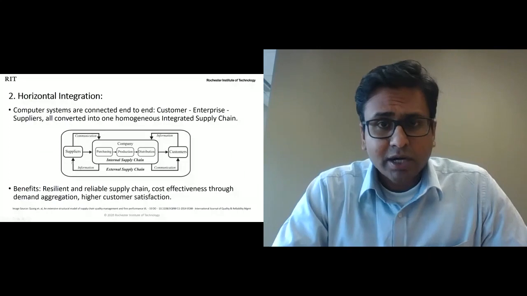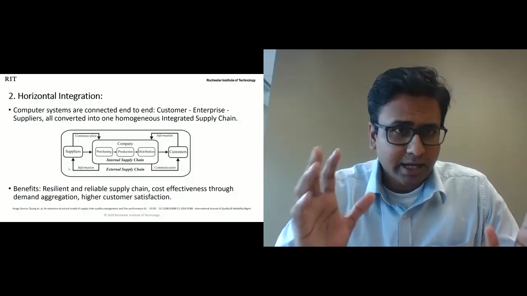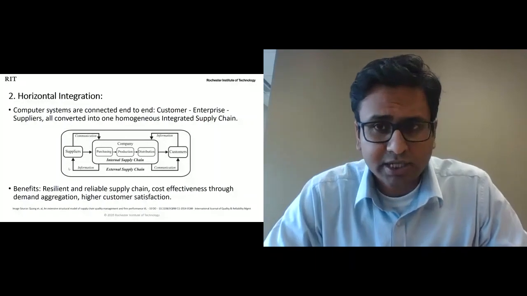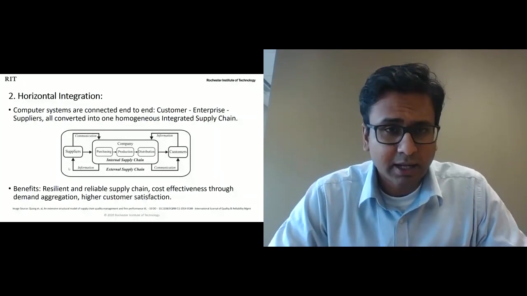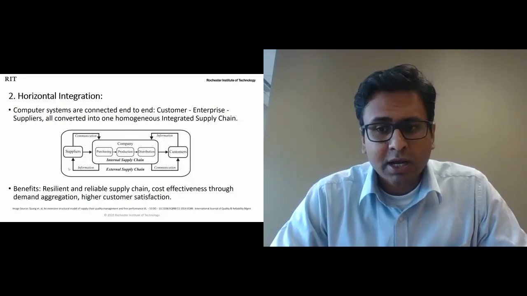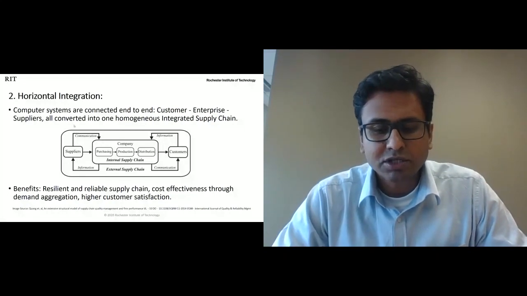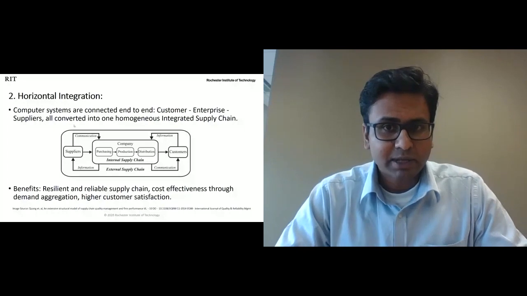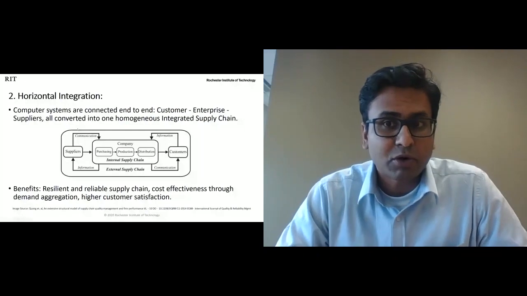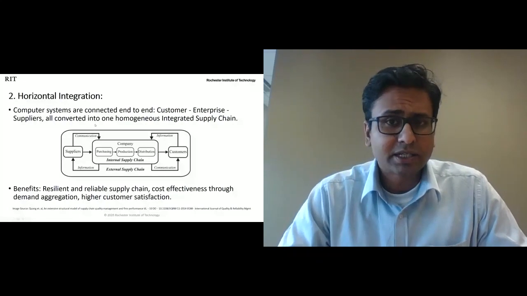Similarly, it's important to understand horizontal integration. Computer systems connected end-to-end, integrating customers, enterprise, suppliers into all one single homogeneous supply chain is extremely important. And folks before me have touched upon the aspect of how vulnerable our supply chains were pre-COVID era, and that kind of exposed us to some of the problems across the globe. So it's important to have visibility to build a resilient and a reliable supply chain, and Industry 4.0 holds that promise. So cost effectiveness for demand aggregation is something else that horizontal integration can help you achieve.